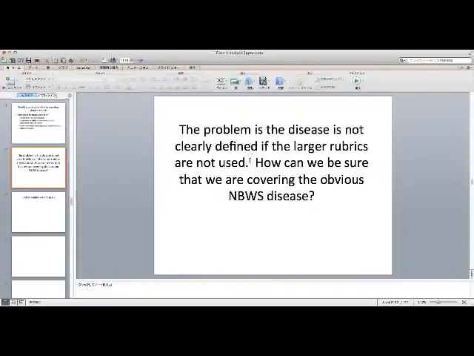I think what Dr. Shadar is saying is that the problem is not clearly defined if the large rubrics are not used. I don't think you need to have large rubrics necessarily, but you definitely need to make sure that you're encompassing the pathology, the actual pathology. And we know that this is a never been well since disease of a very clear pathology, and we have to be sure that we're covering that pathology.